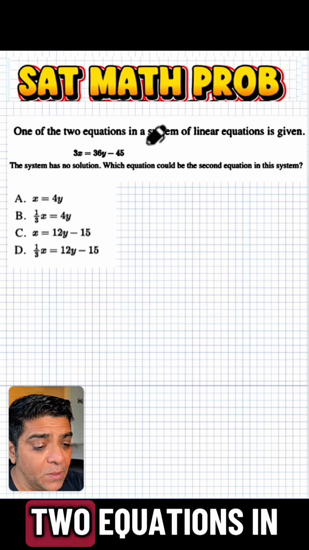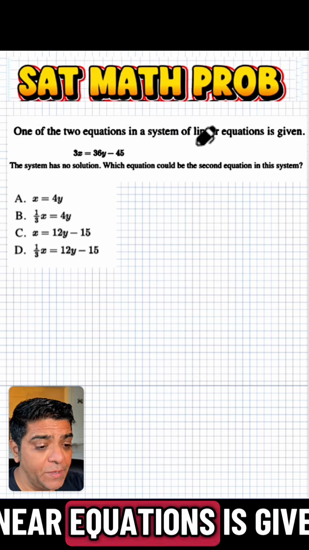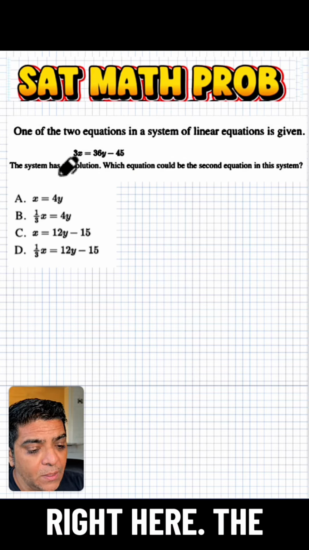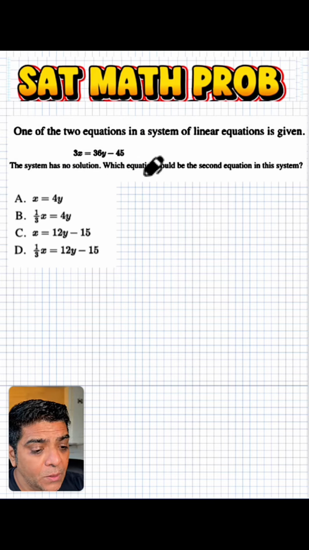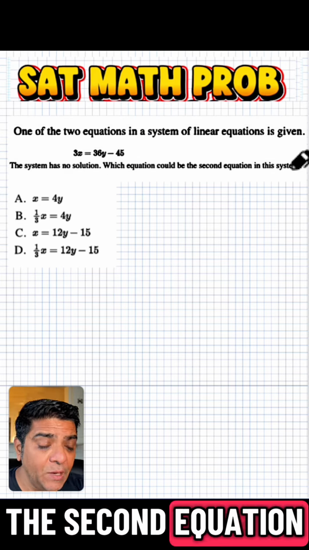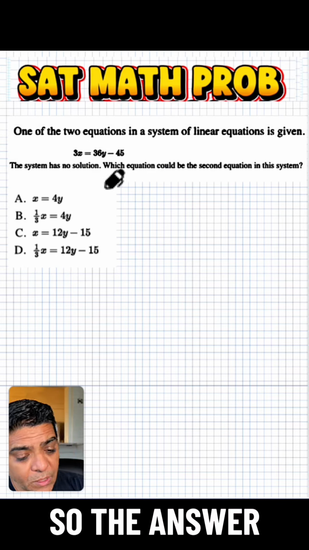Okay, so what we have is one of the two equations in a system of linear equations is given. That is this right here. The system has no solution. So which equation could be the second equation in this system? The answer choices are here.